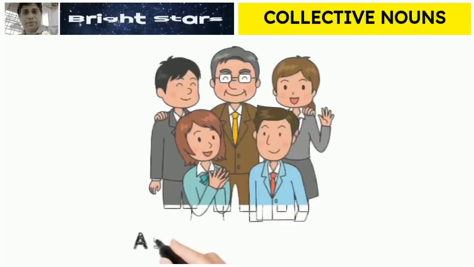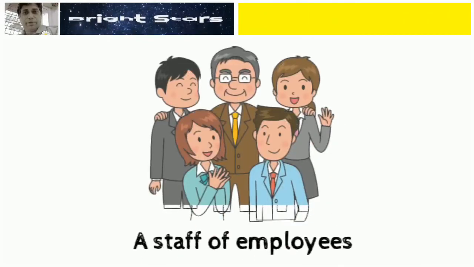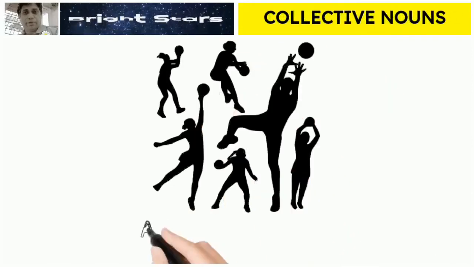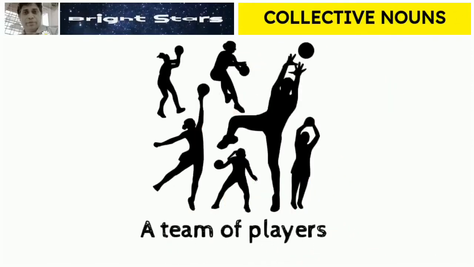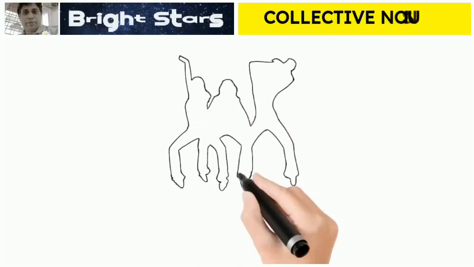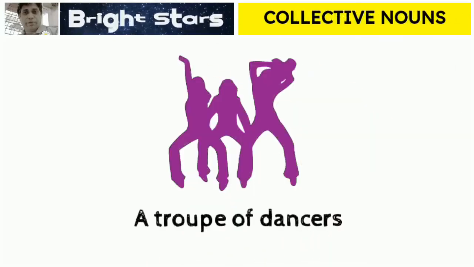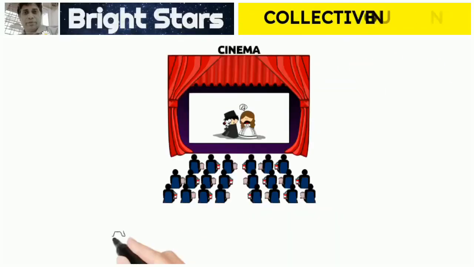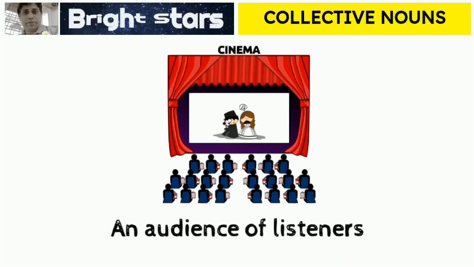So here, a staff of employees. So here a team of players. Next one, what is this? A troupe of dancers. Spelling you have to keep in your mind. Next, so many people here, an audience of listeners.